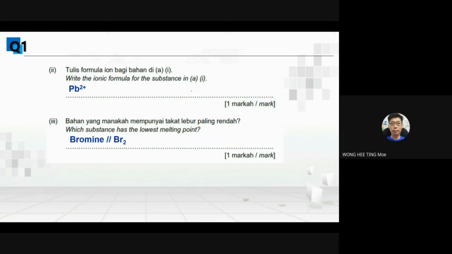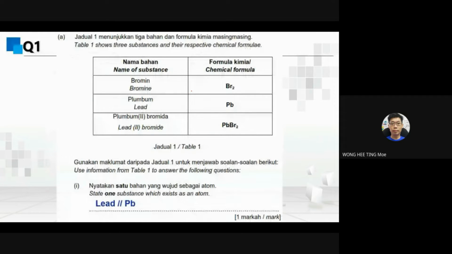What is the answer? If the question changes, is it lead bromide? What do you think, Felix and Shannon? Among these three, which one has the highest? Lead bromide? Shannon? Sam. Okay, this one you have to be careful.